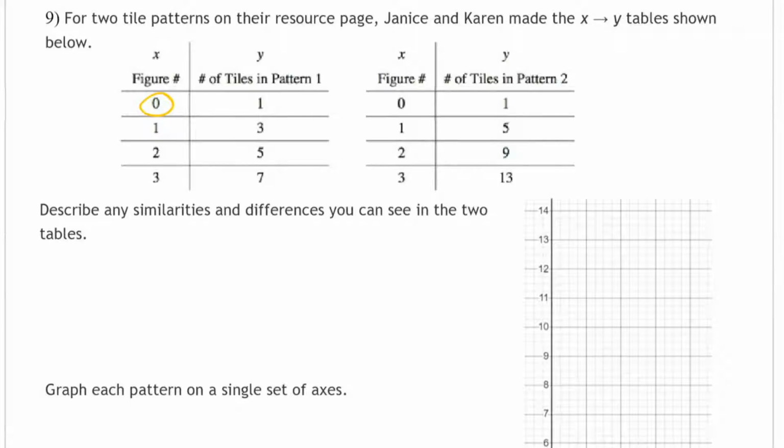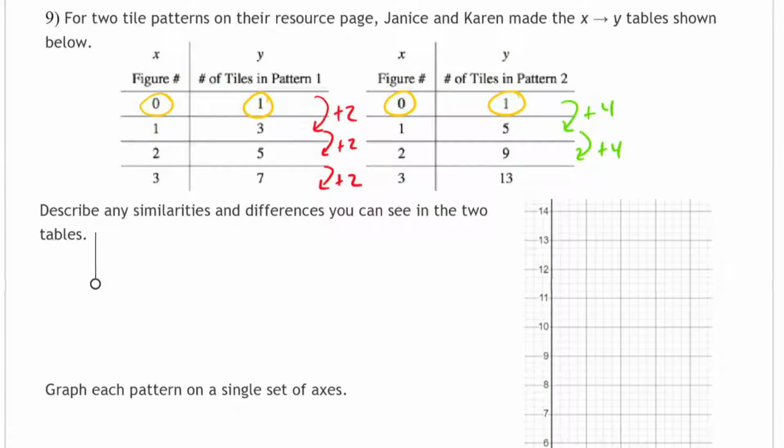For this first figure, when X was 0, there was one tile. A difference was that this one was growing by 2 tiles each time. So every single time X increased by 1, the number of tiles went up by 2. And for the other pattern, people pointed out that this was growing by four tiles, right? Plus 4. So describe any similarities and differences you can see in the two.